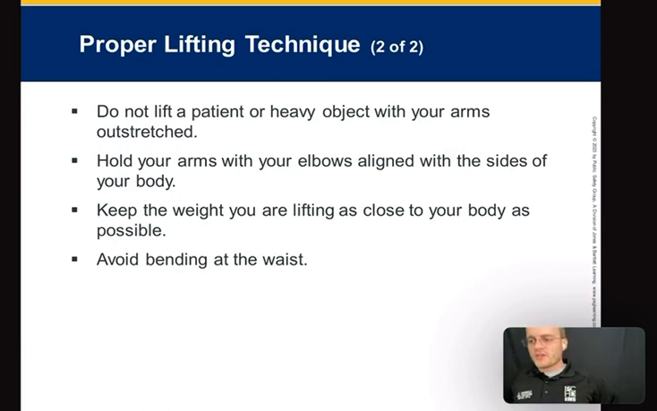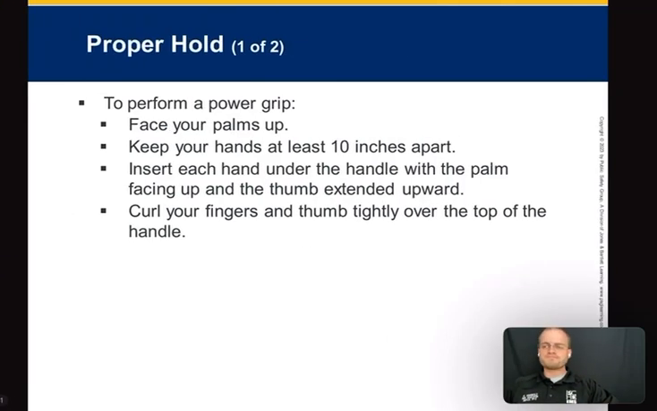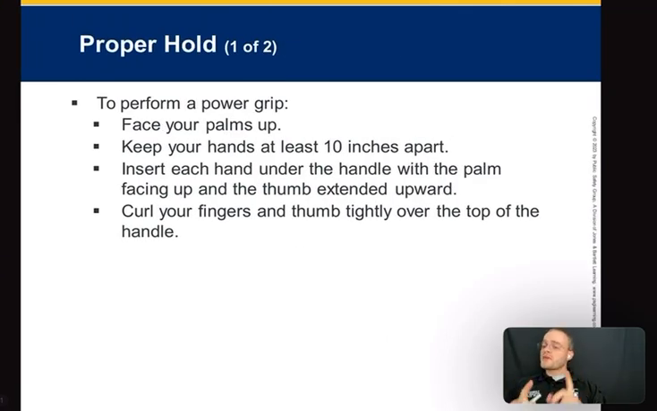Hold your arms with your elbows aligned with the sides of your body, like this. Again, Laura and Jeff are going to go over this, but I do have my camera on for this. And then keep the weight you are lifting as close to your body as possible. I've said that twice. And avoid bending at the waist. When we bend at our waist, we're bending at our back. Believe it or not, your spine runs all the way through your waist, down to your tailbone. So you can cause a lot of strain on your sacral and lumbar spine that way. So you just don't want to do that. Just don't bend at your waist. Keep your back straight.